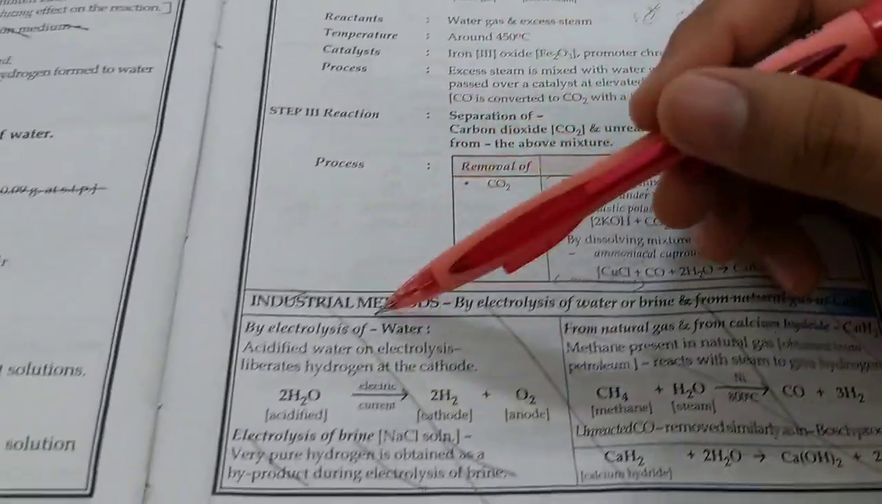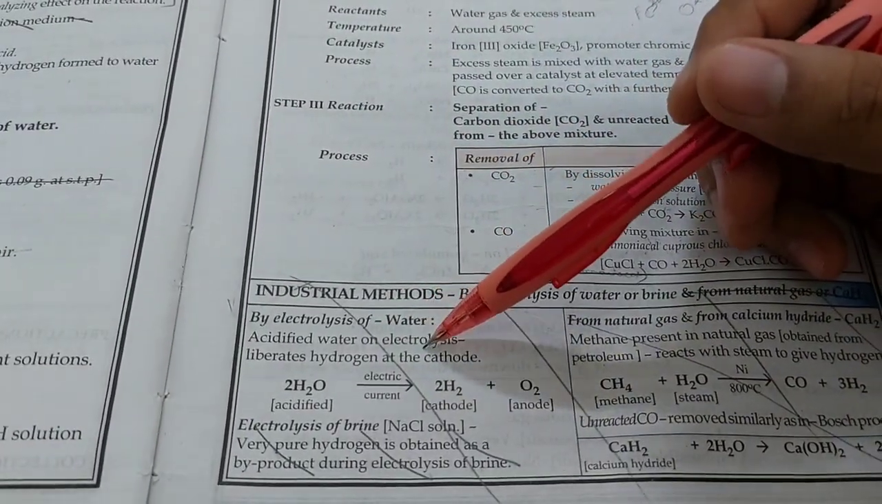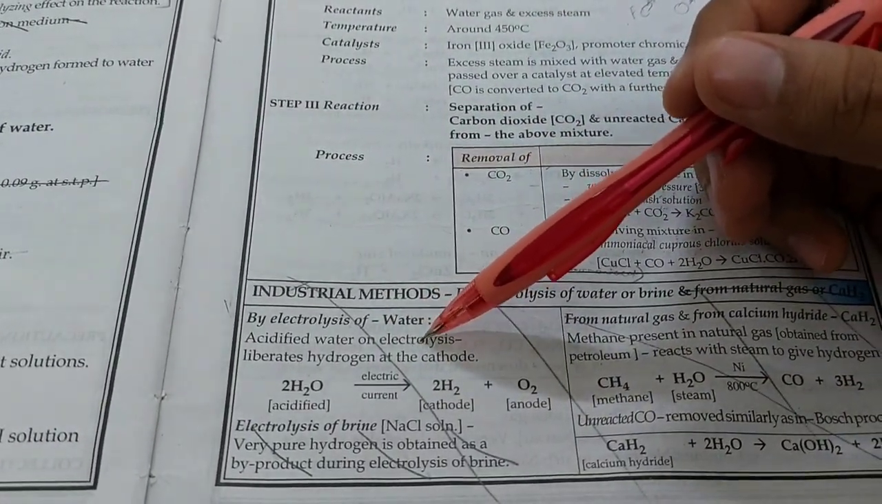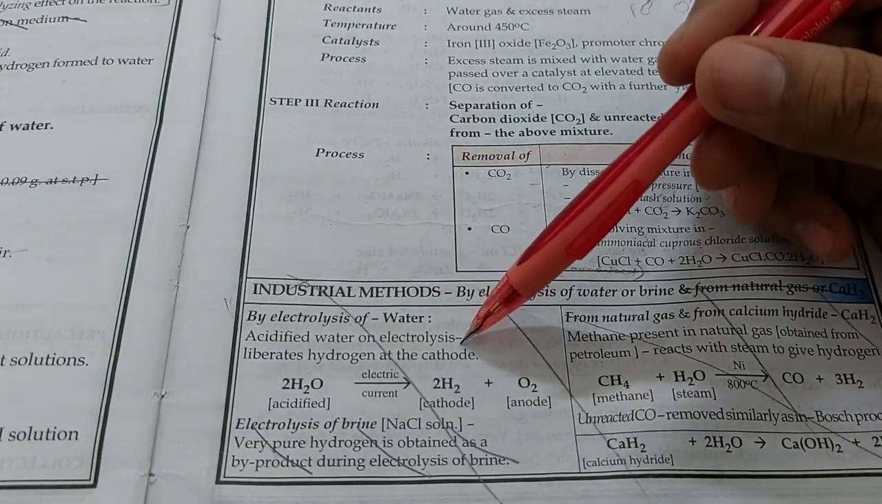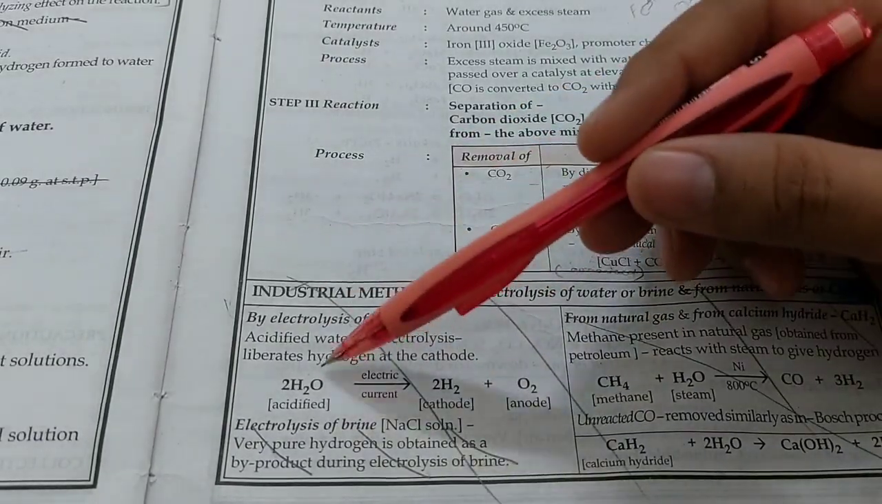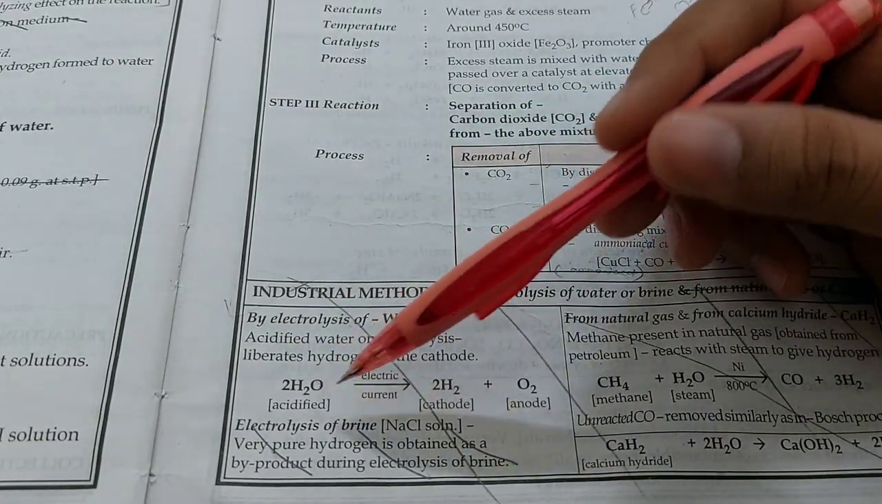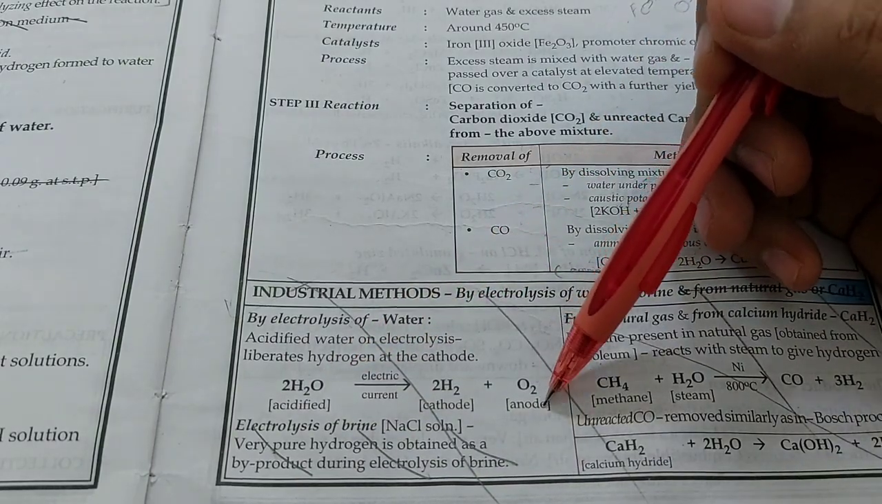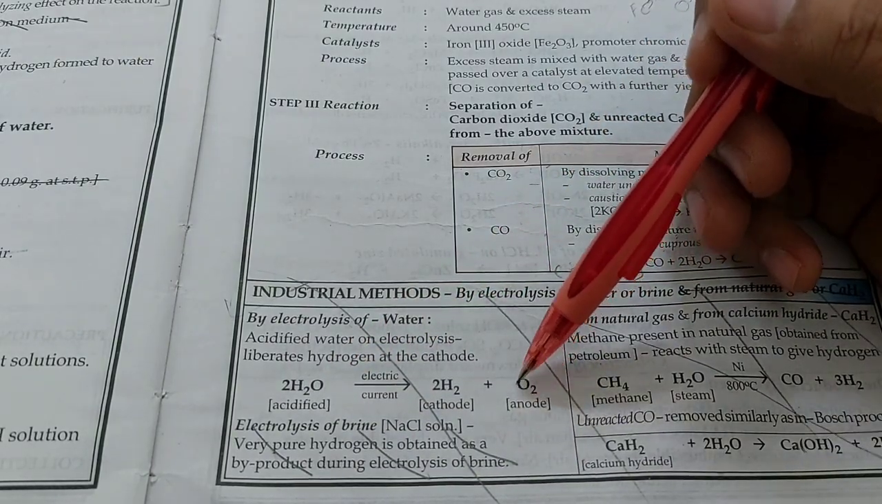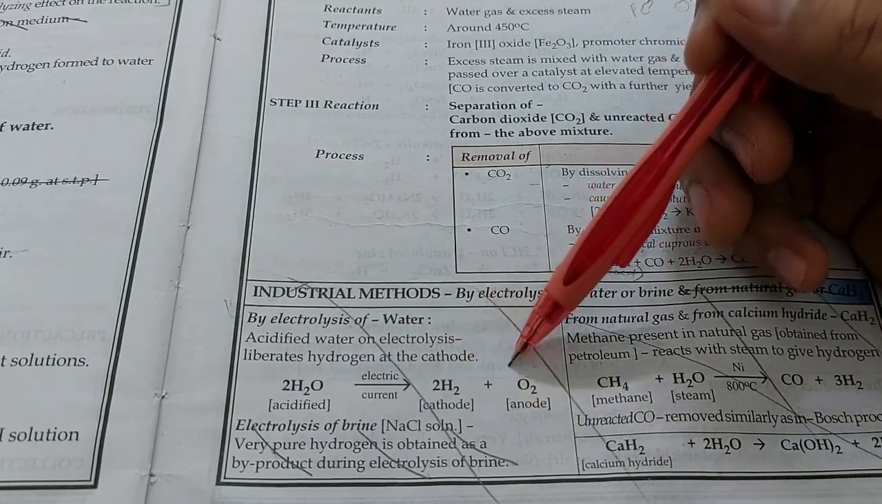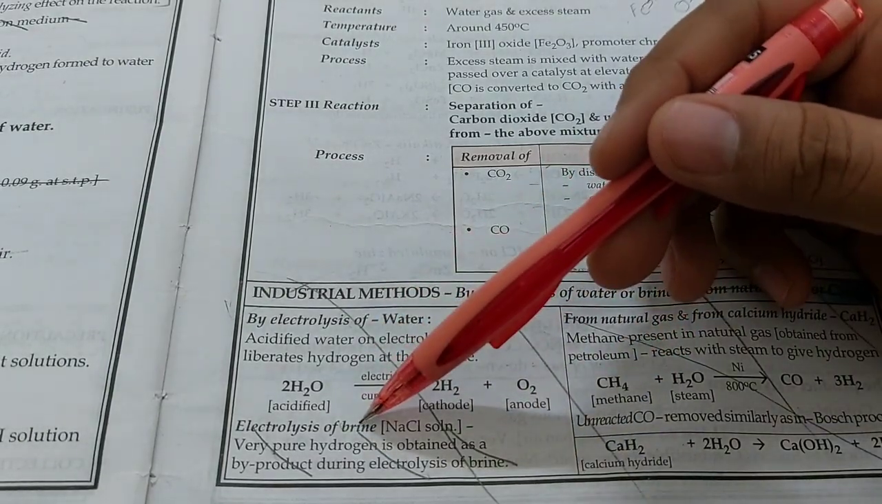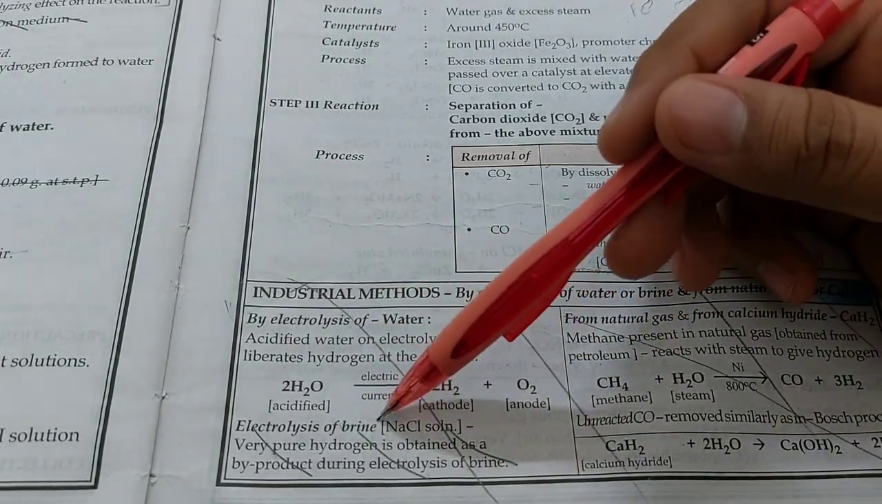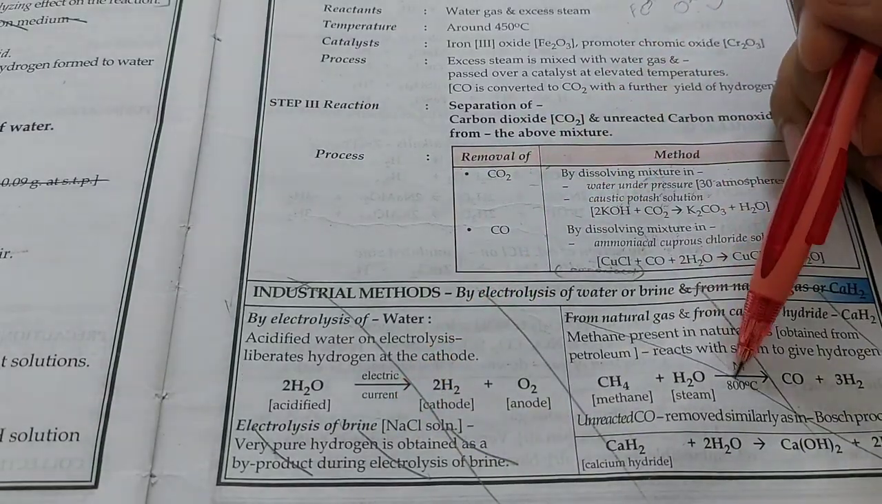Another method is electrolysis of water, but that is not in the 9th syllabus, it is in the 10th syllabus. In case your school teacher teaches it, then learn it. Pay attention in school. Acidified water, because water is a bad conductor of electricity. Remember, oxygen is always released at the anode, vowels, O-A, and hydrogen at the cathode in the ratio 2:1. Brine means salty solution, so that it's a good conductor of electricity. This is definitely cancelled. Next.